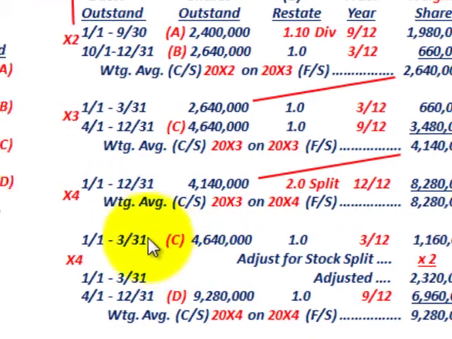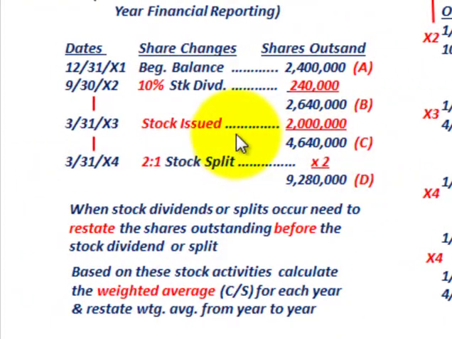So let's go back and look at those numbers again, C and D, just for reference. So now we've gone back to our other chart. So this is the idea here. On 3/31X3, we have the stock issued, 2 million shares. So after that date, we got 4,640,000 shares. So that's what we were looking at up through the end of the year, up until this stock split in 3/31X4.